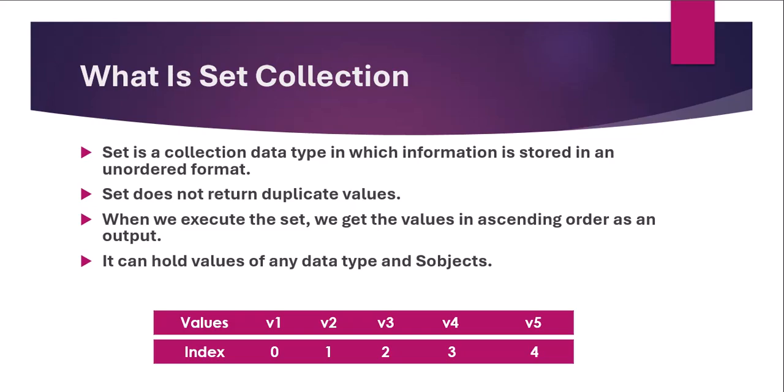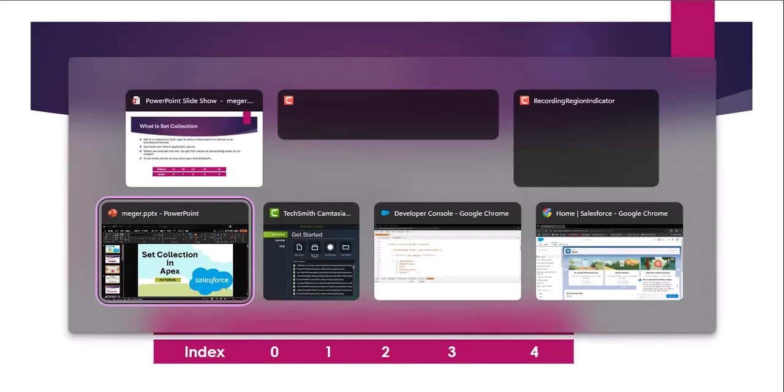Now I have explained when we execute the set, we get the values in ascending order as an output. After that, set can hold values of any data type and sObject also. The sObject is nothing but standard and custom objects. Now let's understand the syntax and how to create set collection in Salesforce Apex. So without any delay, let's jump to the developer console.